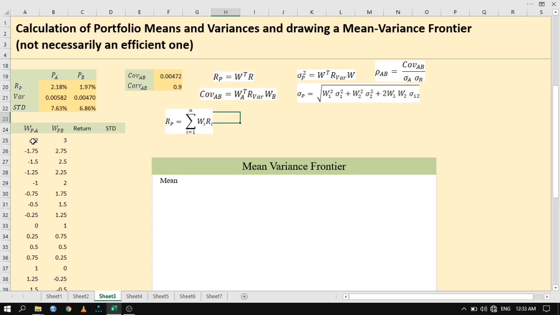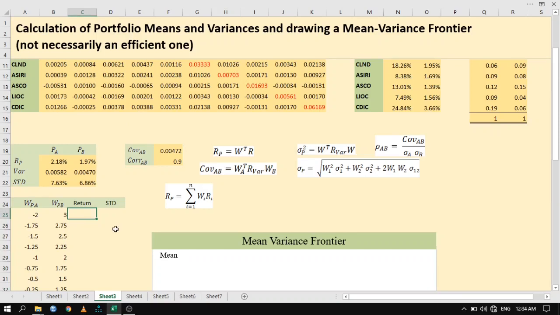So the weights are here, -2 and positive 3. I'm going to calculate the portfolio return here. Equal weight of portfolio A multiplied by return of portfolio A plus weight of portfolio B multiplied by return of portfolio B. I'm going to fix these two values because I'm going to copy the formula down. How am I going to fix this? I'm going to add these dollar marks between the column letter and the row number, so that Excel will fix those values.